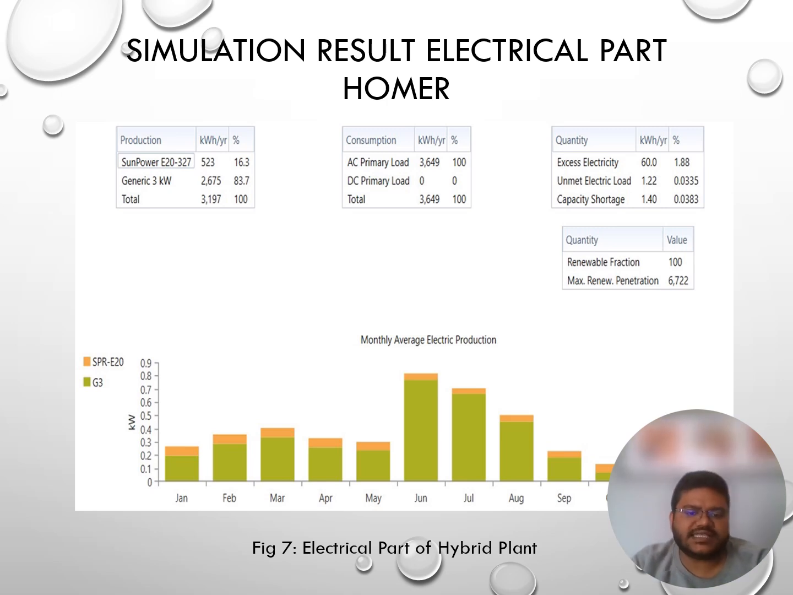We can see that the peak electricity level is high in the months of June and July, which is similar to the result that Shahriar explained from the Simulink result. Also we saw that the peak electricity is around July. So this is the electrical part.